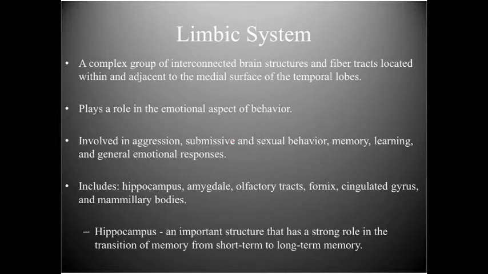The limbic system. The limbic system is a complex group of interconnected brain structures and fiber tracts located within and adjacent to the medial surface of the temporal lobes. It plays a role in the emotional aspect of behavior, so that's something that you want to keep in mind. It's going to play the role of bringing about your emotions. It's involved in aggression, submission, and sexual behavior, memory, learning, and general emotional responses. It includes the hippocampus, amygdala, olfactory tracts, fornix, cingulate gyrus, and mammillary bodies.